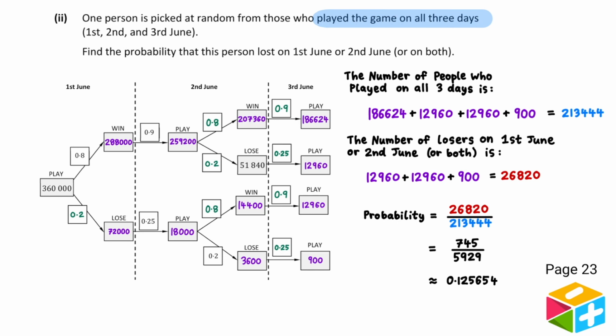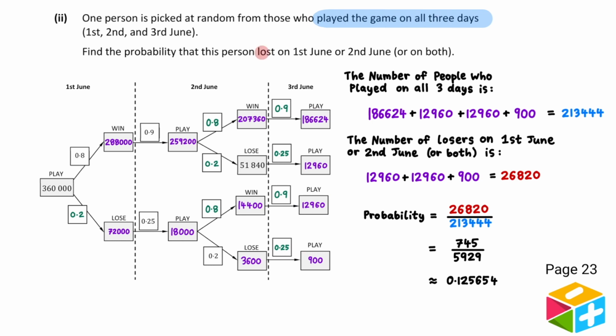Well, we're in luck here. The way the tree diagram is structured is to track the number of players who make it through all 3 days. So to find the number of people who played on all 3 days, we simply need to see the amount of people who made it to the end. In other words, we should add up the values in each of the final 4 play boxes. When we do this, we end up with 213,444.